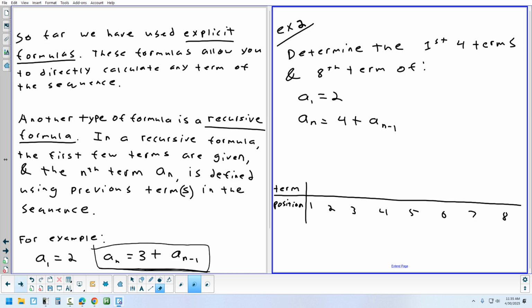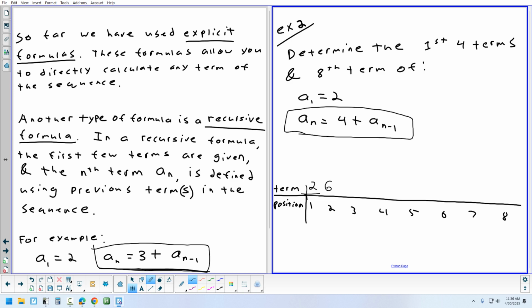All right, so let's look at this one. Determine the first 4 terms and the 8th term. I made a table for everything. What's going to be the first term? 2. And how did you figure that out? Well, the first term is right there. It's a1, given. So a recursive sequence has to be given a starting term. Now, in very simple language, what does this mean to do? Add 4 to the last term. Add 4 to the one that came right before it. So the second term would be how much?